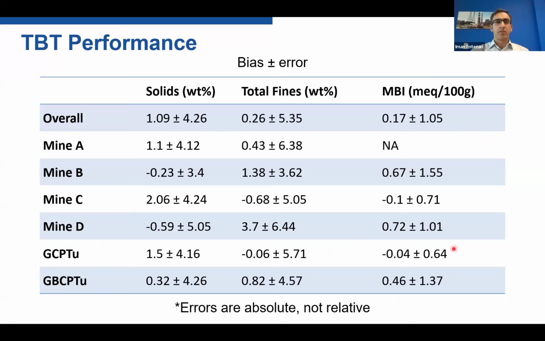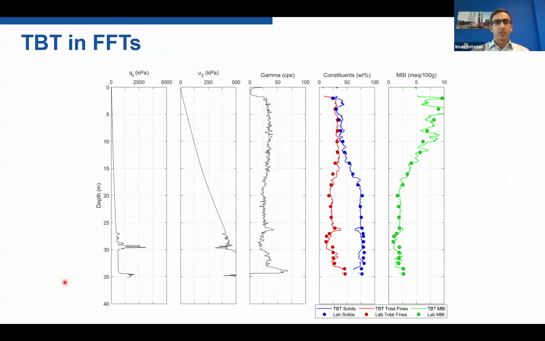And this is the table that summarizes the errors for estimation of those tailings properties, the overall performance of the models, and we also did error assessment for each individual mine or mine operator, and also based on gamma CPT or gamma ball data. And then ultimately, these are some of the TBT profiles. In these plots, the blue continuous line is the estimated result using the TBT or machine learning based approach for solids, red is for total fines and green is for MBI, and those circles are the lab results. So pretty good agreement between the predicted and the lab results in fluid fine tailings.